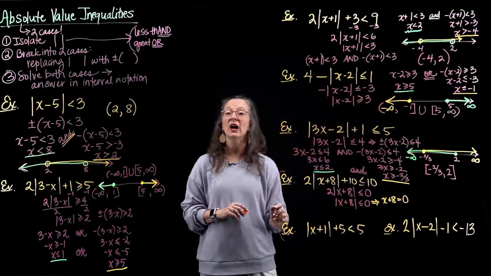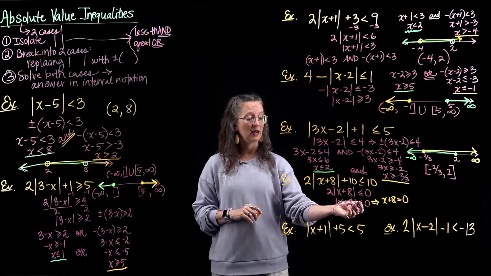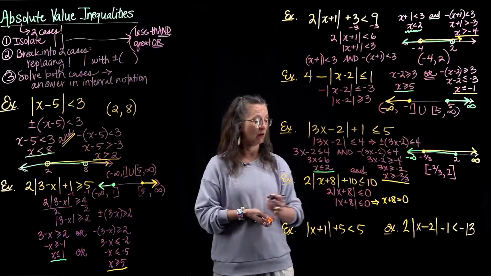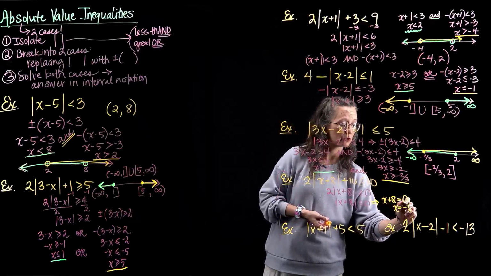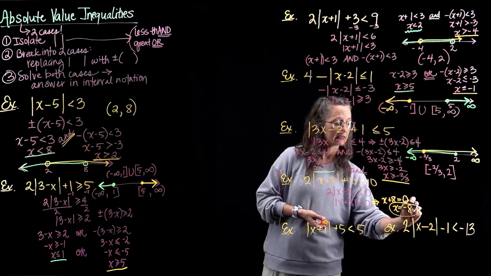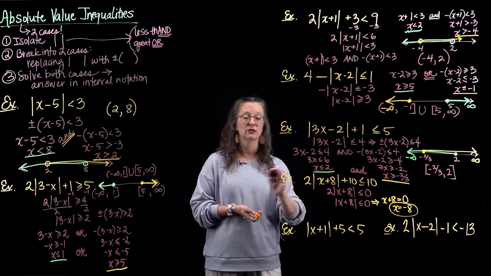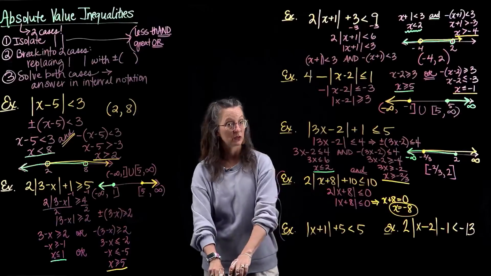Because absolute value is always a positive number, we cannot have less than 0. We can only have equal to 0. And this will give us one single solution of x equals negative 8. That is our only solution to this inequality. Told you it was weird.